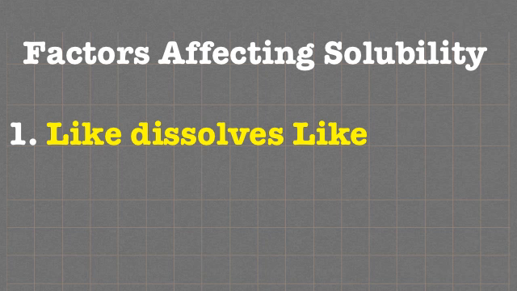Maybe this little video will assist in some conceptual and a few calculational ideas. The topic, as you can see, is factors affecting solubility. So what is it that allows one solute to dissolve in another solvent? Well, you know one of them. If you've watched a previous video, we've talked about like dissolves like.